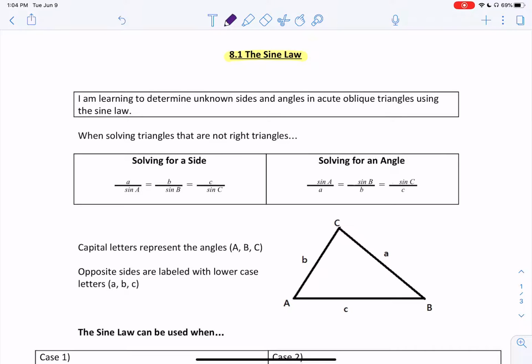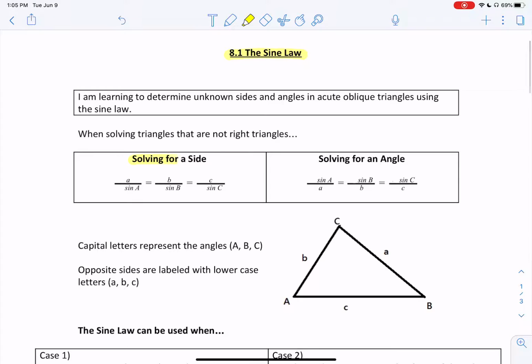For this lesson, we're officially moving on to Unit 8, and Unit 8 will continue with trigonometry, but we're going to look at situations where we do not have a right angle triangle. So the first tool we're going to be looking at is called the sine law. And the sine law has two variations.